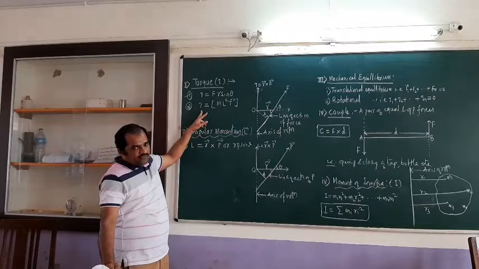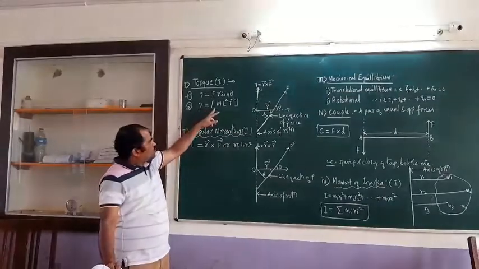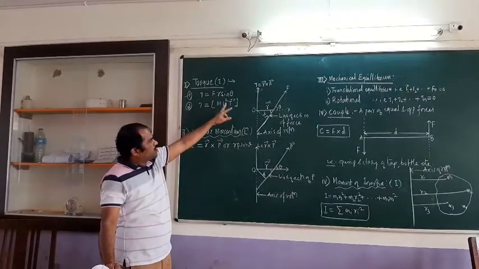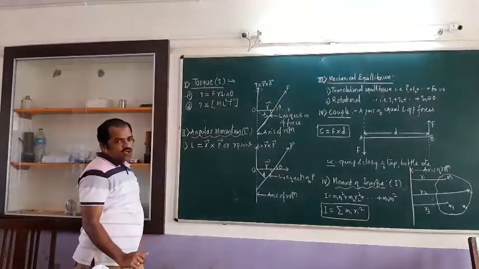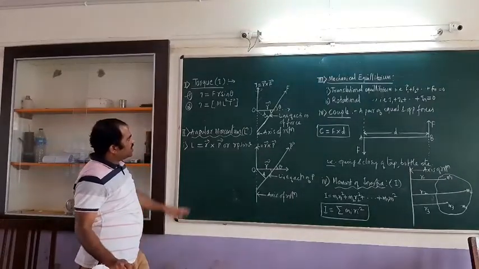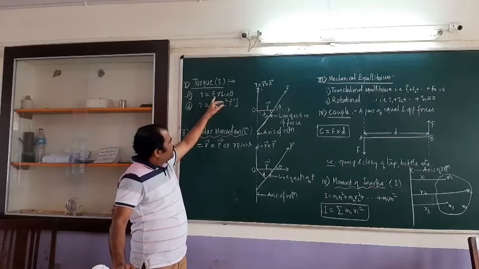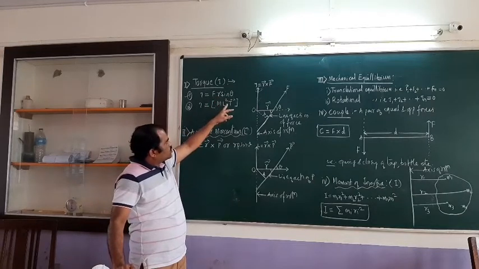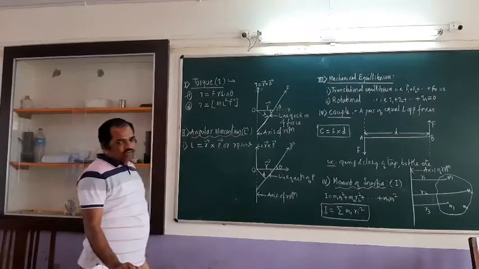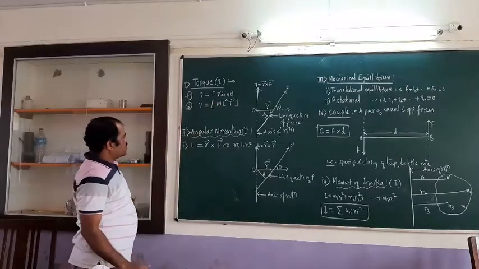And the dimensional formula of the torque is M L raised to 2 T raised to minus 2. You know how to write the dimensional formula. Here it becomes F into R. So the dimensional formula of F into R: F is M L T raised to minus 2, so we will get M L raised to 2 T raised to minus 2.